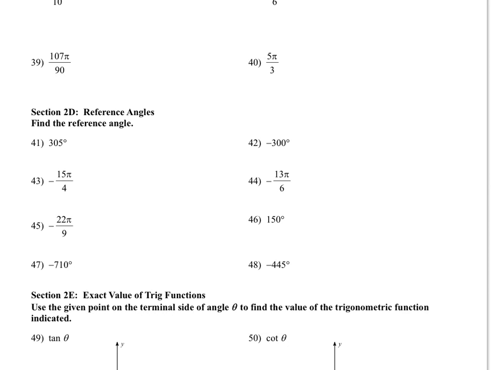In section 2D, we're going to talk about reference angle, and we're going to find the reference angle of a given angle. The angle can be given to you in either degrees or in radians. Your reference angle then needs to be a measure in degrees or radians, whatever the angle started in. We'll look at one with degrees here, and we're going to do number 42, which is negative 300 degrees.